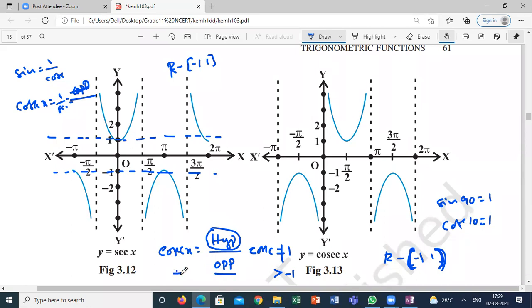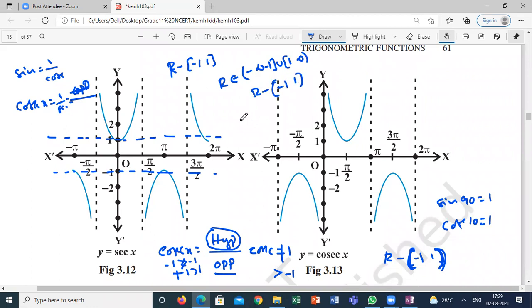There is a possibility of getting +1, a possibility of getting -1, but the value never exceeds 1; it never decreases below -1 or increases beyond 1. So the range belongs to -infinity to -1 union 1 to infinity. This is also one more way, or R minus open braces -1 comma 1.